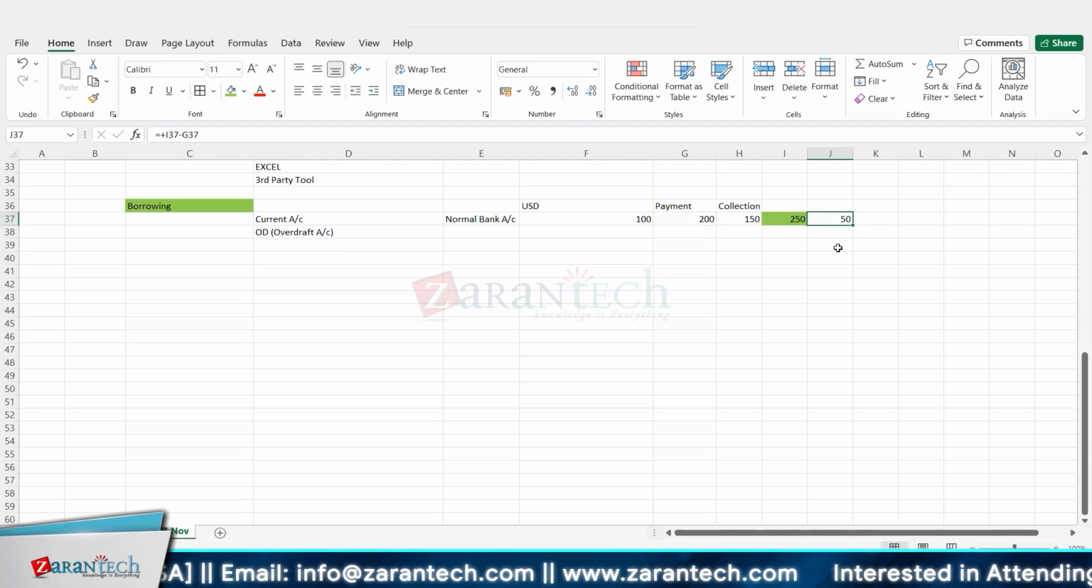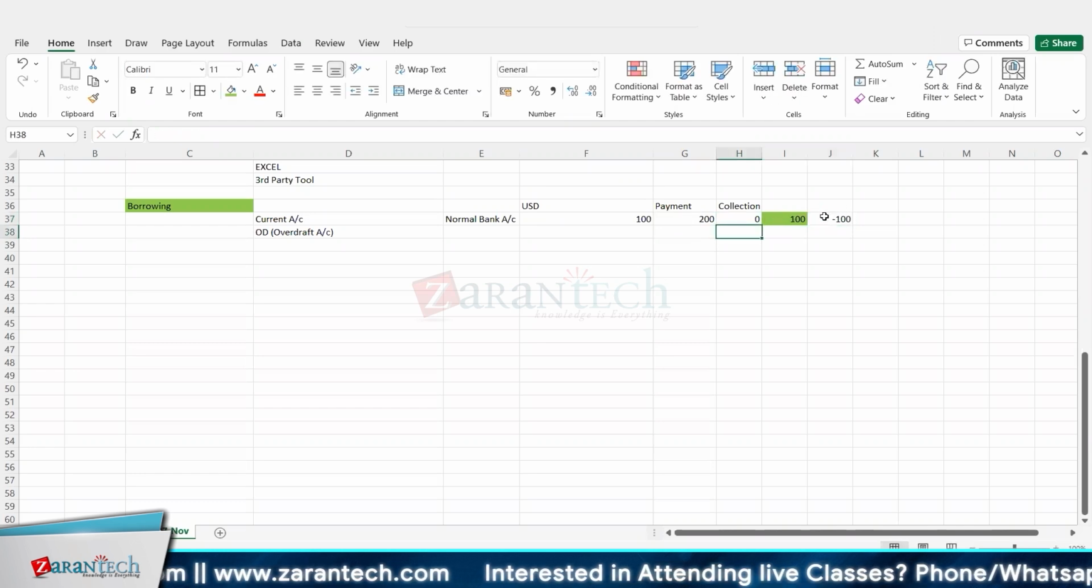But friends, suppose the collection doesn't happen, what is going to happen? If the collection does not happen, then you will have negative 100 in your bank account. Here either the bank can support you by releasing this 200 payment, or they will say all payments will be dishonored, meaning they will not release the payment from your account because you don't have the balance. So that's why we need an overdraft facility.